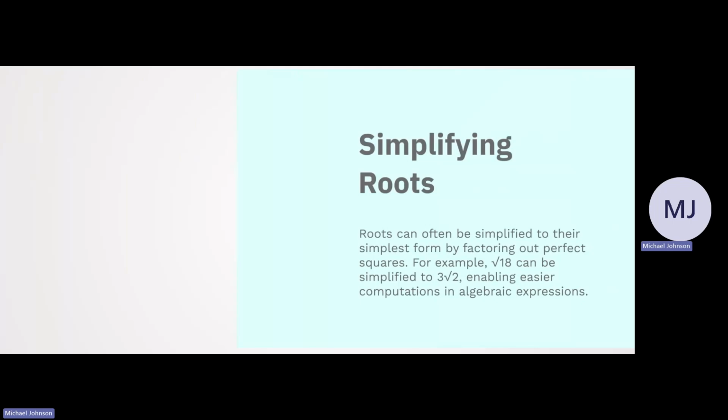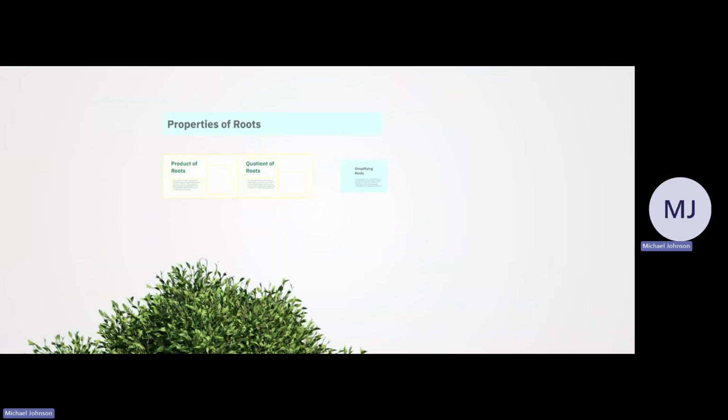Roots can often be simplified to the simplest form by factoring out perfect squares. For example, square root of 18 can be simplified to 3 times square root of 2, enabling easier computations and algebraic expressions.